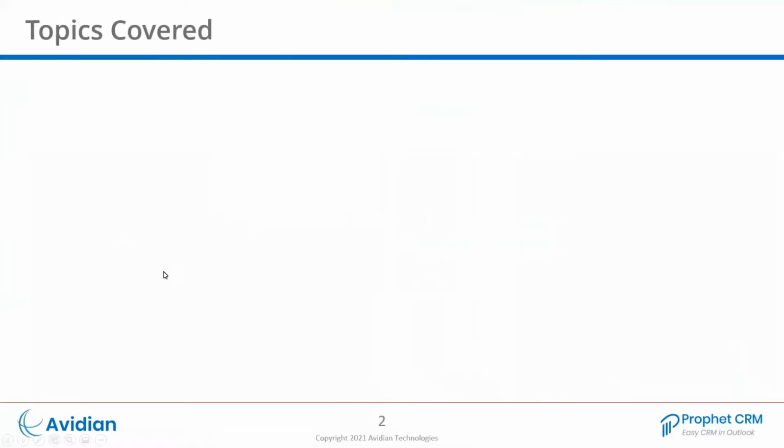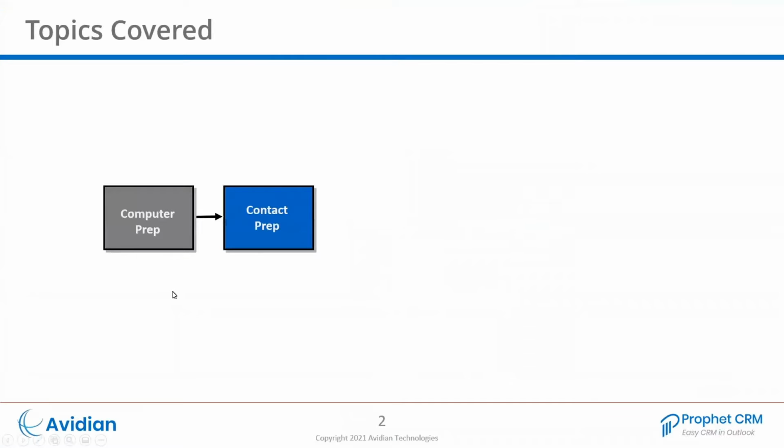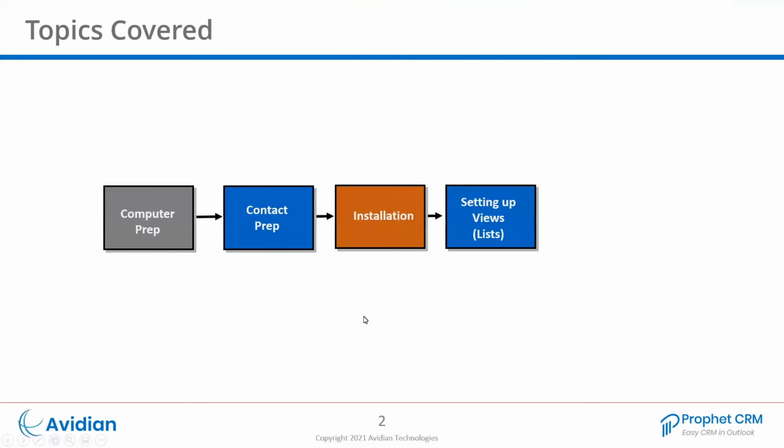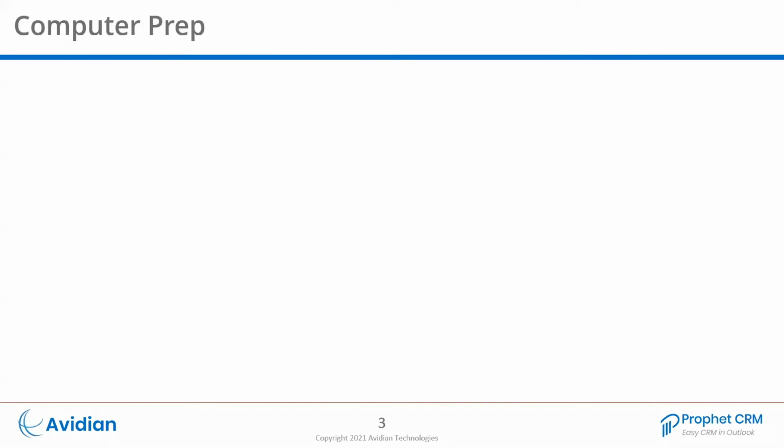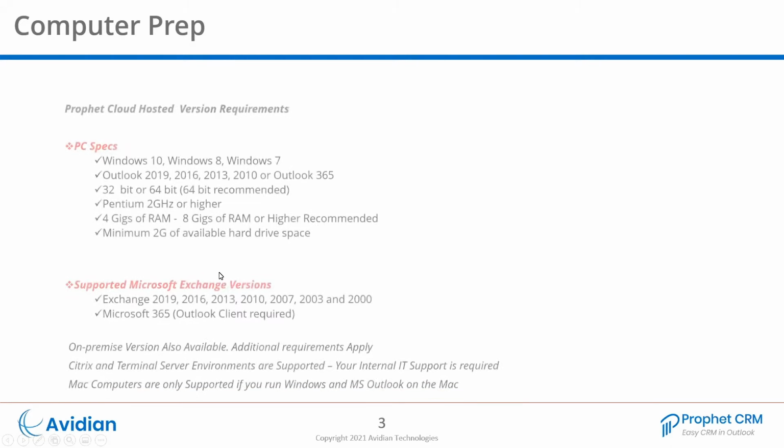The topics are basically covering all the things about getting started with Prophet, things like how to prep your computer, how to get your contacts organized and prepared. Installation, in case you haven't done that yet, or maybe you have a new computer and you need to install it again. Setting up views and lists, a key part of getting started with Prophet, and very important, just how to start managing your contacts effectively. So I'm going to cover this very, very briefly just through the slide deck here, but then we're going to show you how to do all this in a live demonstration.